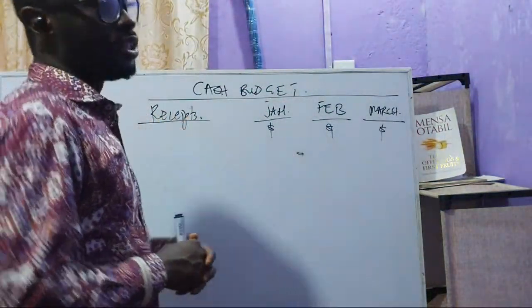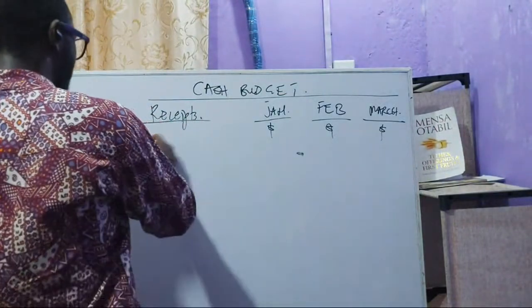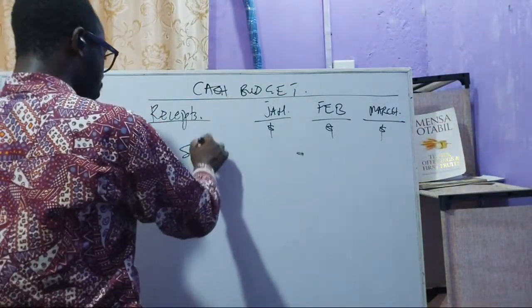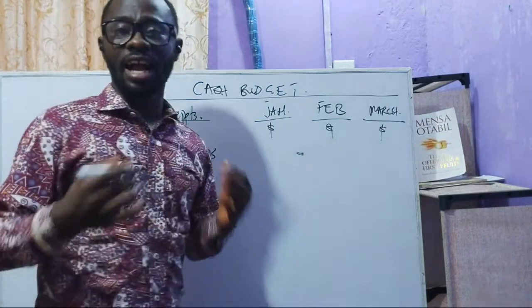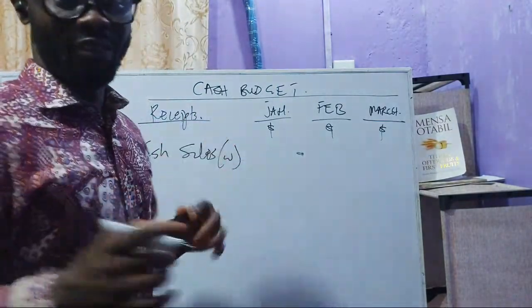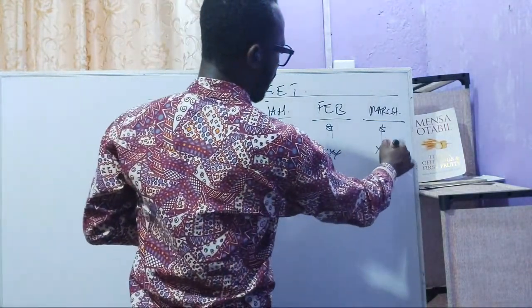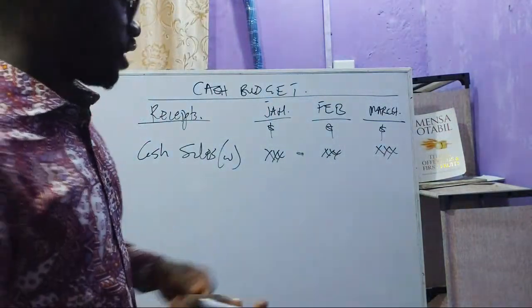So under the receipts, what do we bring there? Under the receipts, we bring items such as cash sales. So during the year, any cash that we make, remember you may have to do workings for that, very, very important. So we bring it in January, in February, and then in March. So you've got to be careful about that.